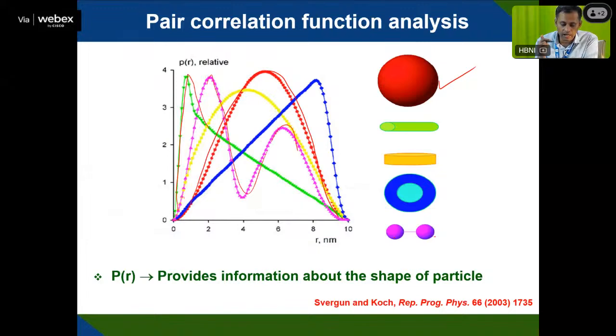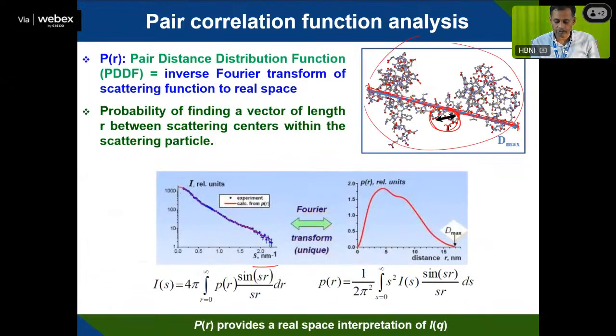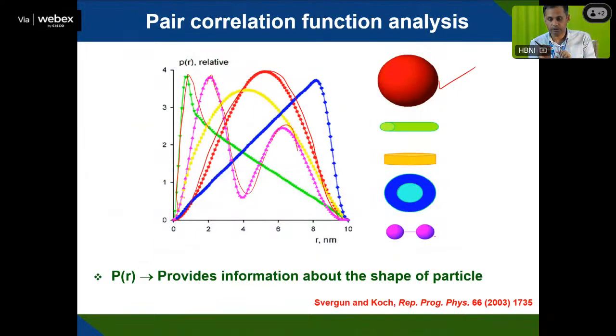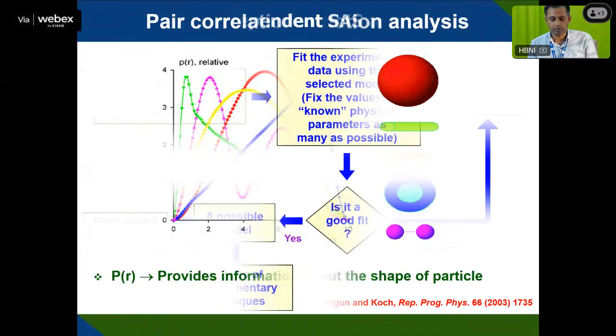So depending upon that, you can predict the information on the shape of the particle by using this P(R) function. And the P(R) function is nothing but the probability of finding this scattering vector R in the whole scattering length. So you can choose a particular unit, and then you can measure and find that out.